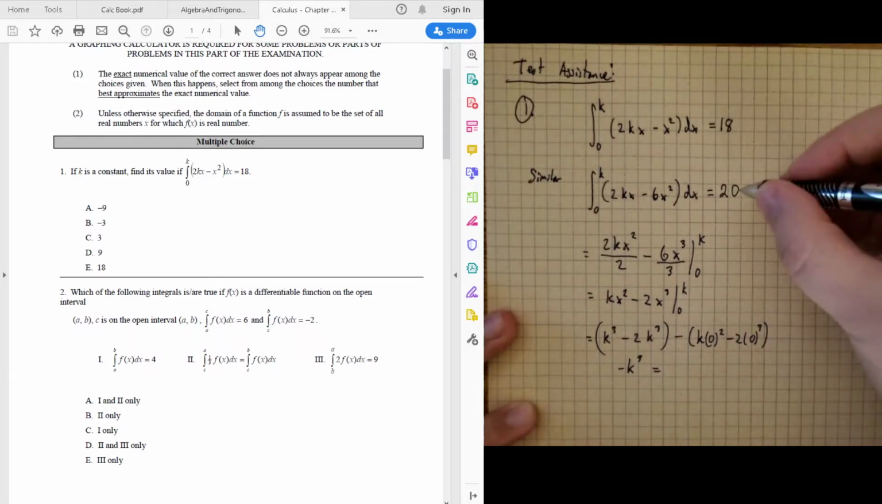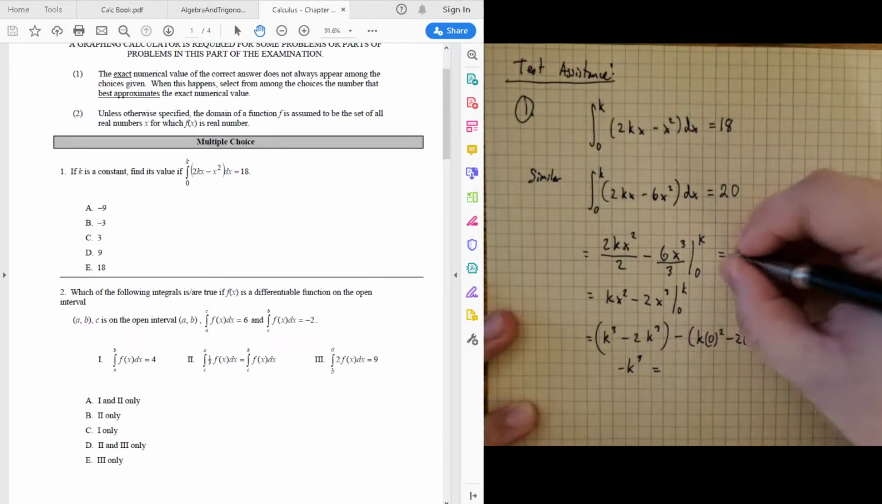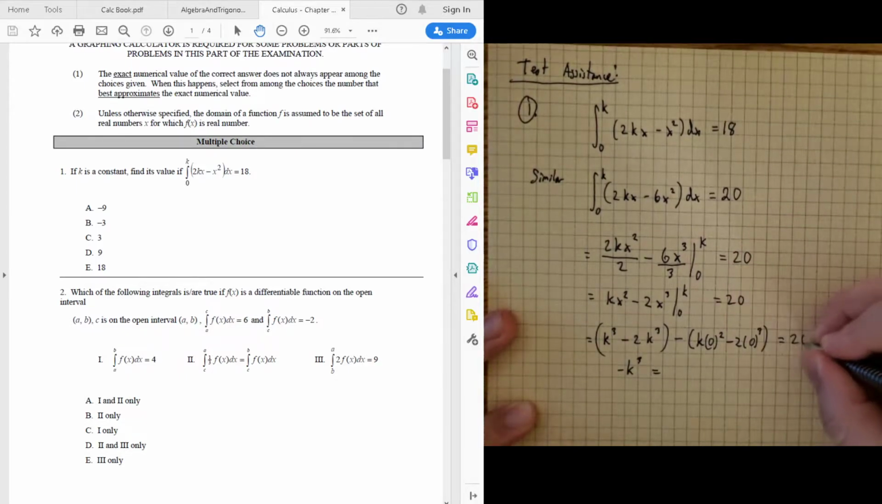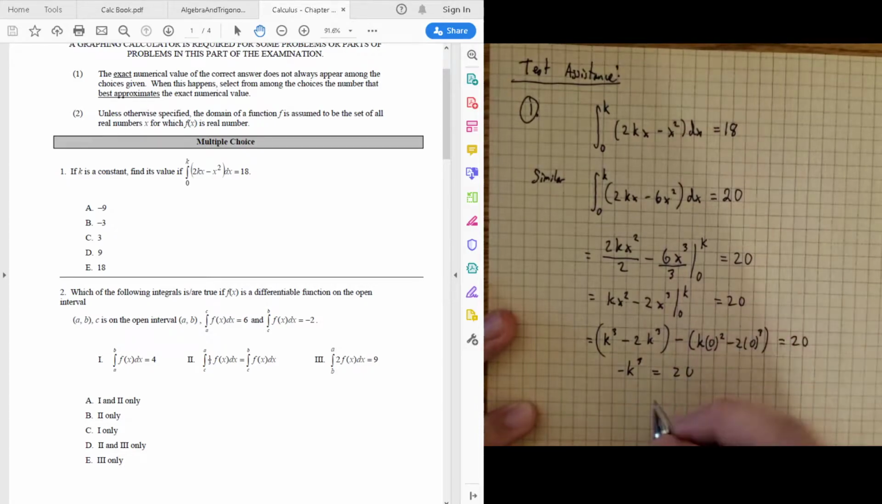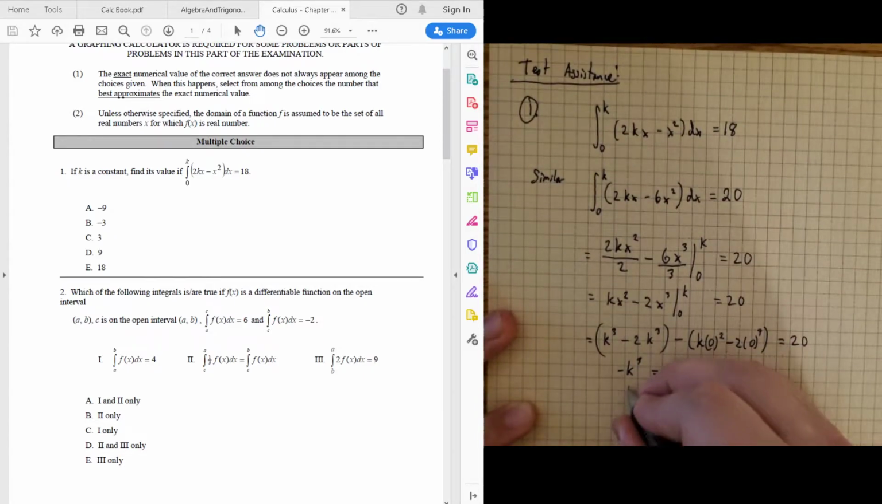And the question becomes, okay, this is going to equal 20. This whole time, we know it's supposed to equal 20. So now we can take the time to find the solution by dividing by a negative, which gives me k cubed equals negative 20, and then taking a cube root. So for my example, k is the cube root of negative 20.